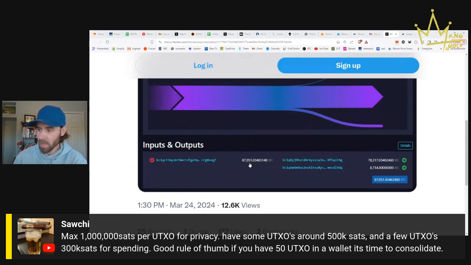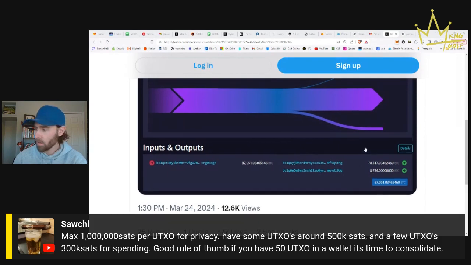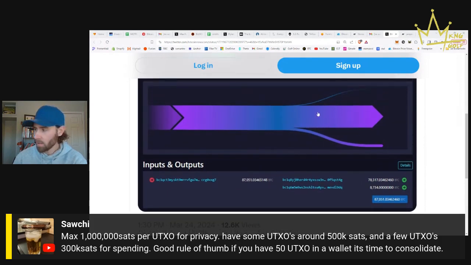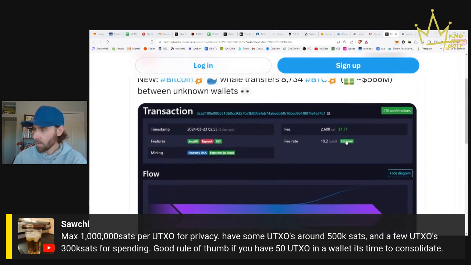So before the transaction, they had 87,000 in the wallet. They sent 8,700 Bitcoin. That's this little bottom part here. And then their main stack continues going forward. And there's a little wee fee right off the top there. So it's pretty cool. $1.71.